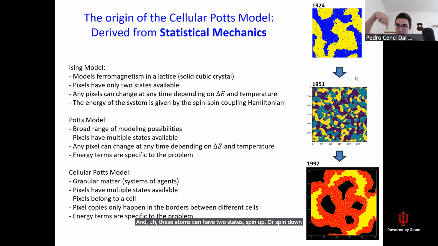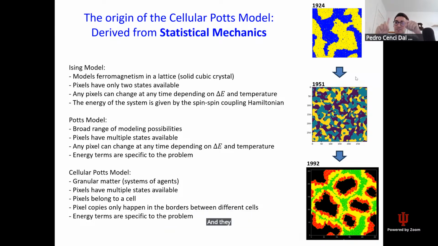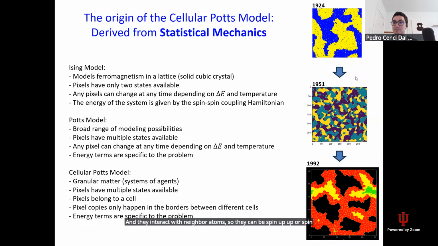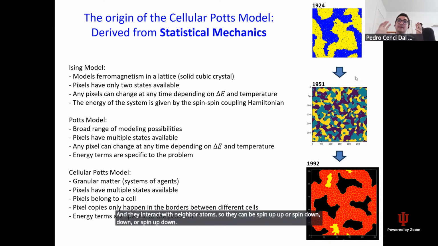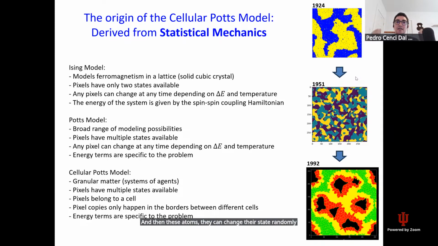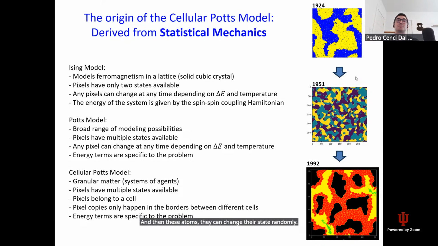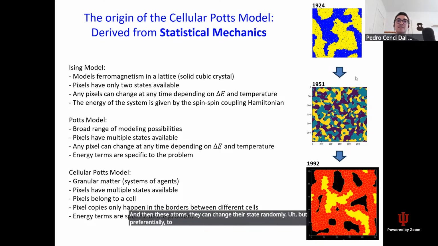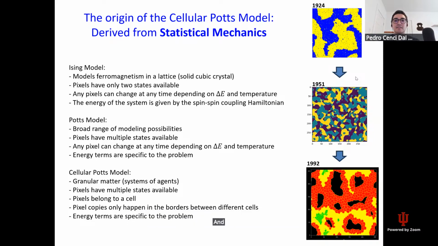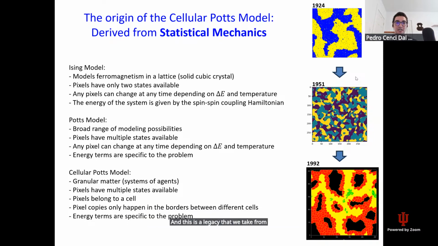Okay, spin up or spin down. And they interact with neighbor atoms. So they can be spin up up, or spin down down, or spin up down. And then these atoms can change their state randomly, but preferentially to minimize a global energy function. And this is a legacy that we take from the Ising model up to today.